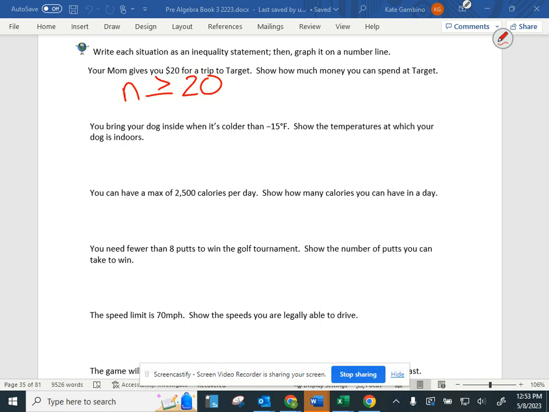Mom gives you $20 to spend. You cannot go over 20. So it's not going to be greater than. It's going to be less than or equal to. You can spend the full $20. You cannot go over 20.